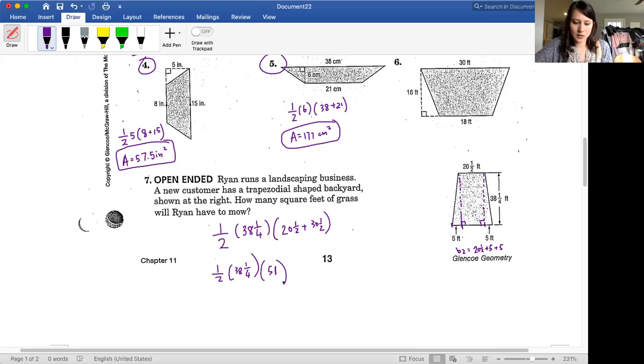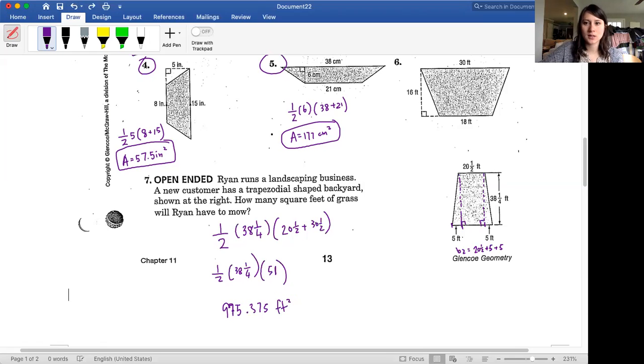51 times 38 and 0.25, really times 0.5 or times a half, is 975.375, and that's about your area there for the yard, feet squared. Okay, so you get the idea.